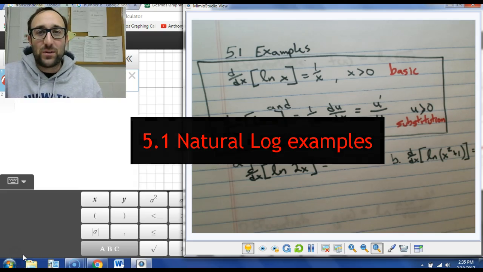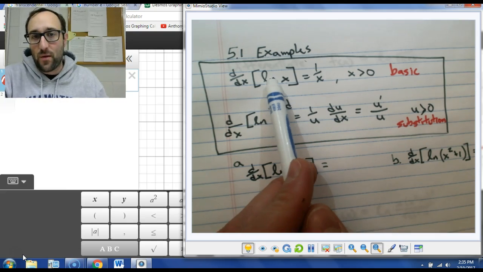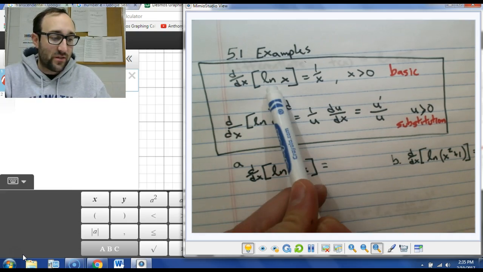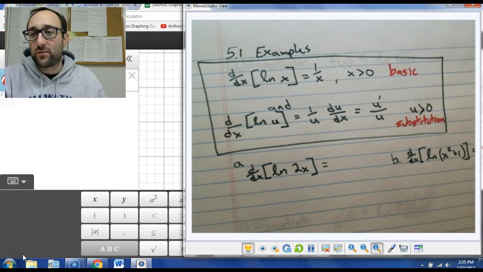Hey everyone, welcome to 5.1, the examples. So we're finding the derivative of the natural log of x. If you remember from the last video, the derivative of the natural log of x is just 1 over x, where x is greater than 0. That's just the basic function, if we just have natural log of x or something easy like that.